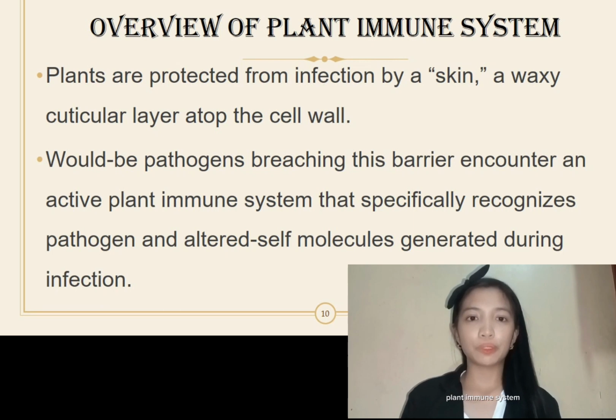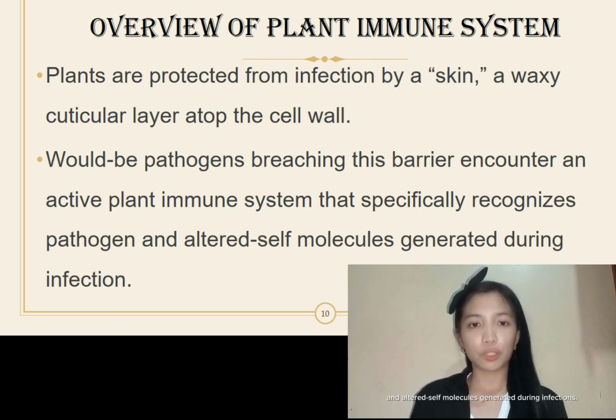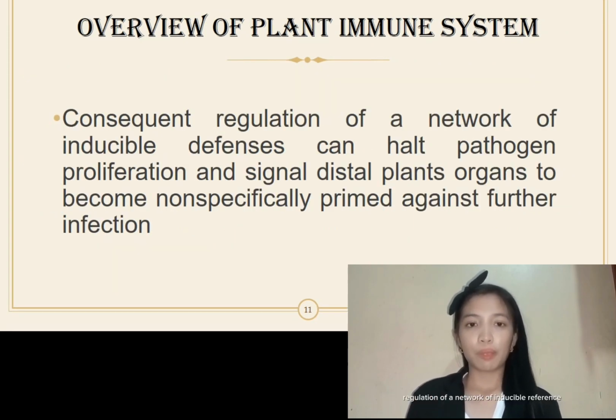Let's talk about the plant immune system. Plants are protected from infection by a skin, a waxy cuticular layer atop of a cell wall. Any pathogen breaching this barrier encounters an active plant immune system that specifically recognizes the pathogen and alters cell molecules generated during infections. Consequent regulation of a network of inducible defenses can halt pathogen proliferation and signal distal plant organs to become non-specifically firm against further infections.